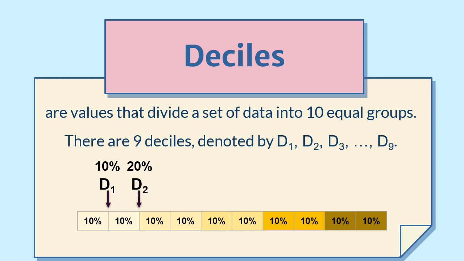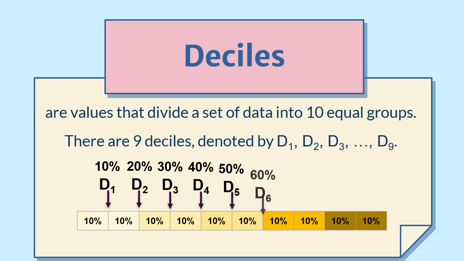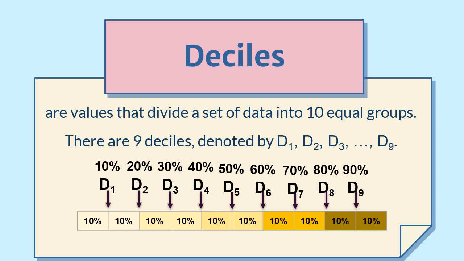20% falls below the second decile. 30% falls below the third decile. 40% falls below the fourth decile. 50% falls below the fifth decile. 60% falls below the sixth decile. 70% falls below the seventh decile. 80% falls below the eighth decile. 90% falls below the ninth decile.